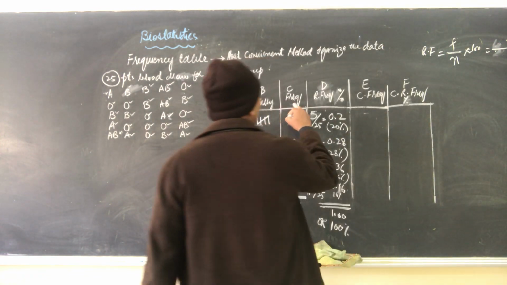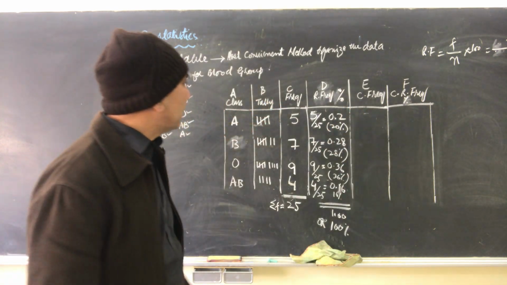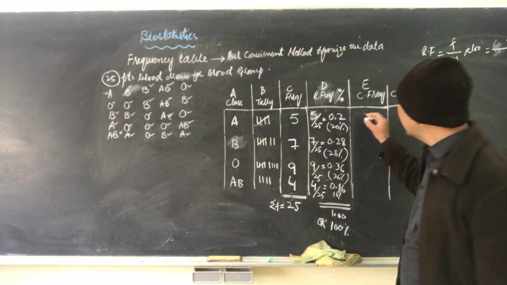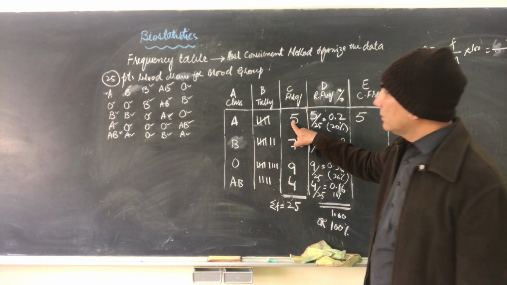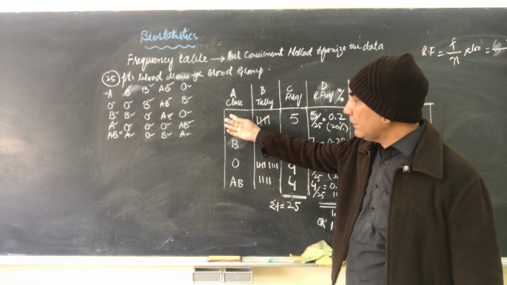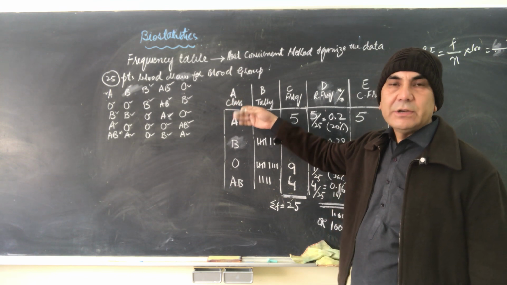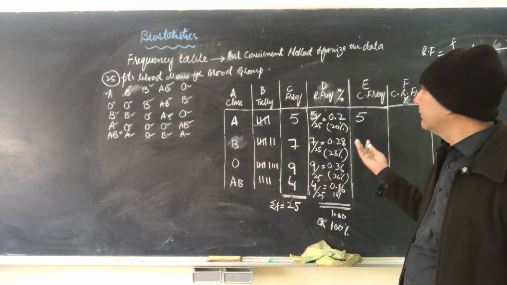Now the fourth column, we will calculate the cumulative frequency. This one is the frequency and this one is the cumulative frequency. For the cumulative frequency, in the first row we write down the same 5. Before the 5 there is no number available, so it is 0. So 0 plus 5 is equal to 5.